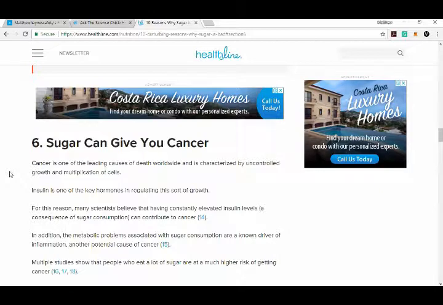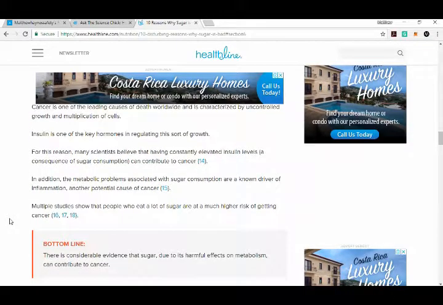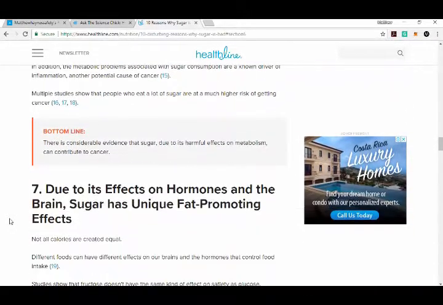Sugar can give you cancer, and it's true. It's been shown, right? It causes inflammation in your body. As you can see here, in addition to metabolic problems, sugar consumption is a known driver of inflammation and other potential causes of cancer, right? People who eat a lot of sugar are at much higher risk of getting cancer, bottom line.